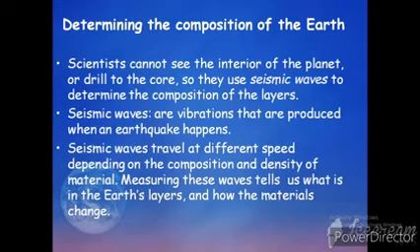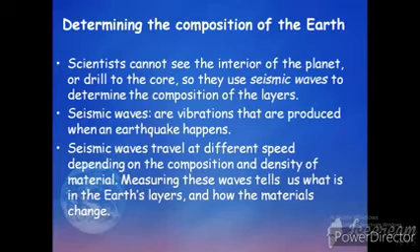Basically the scientists as well as the geographers, it is not possible for us to see the interior of the earth or to drill to the core. But what we basically use is seismic waves to determine the composition of these layers.